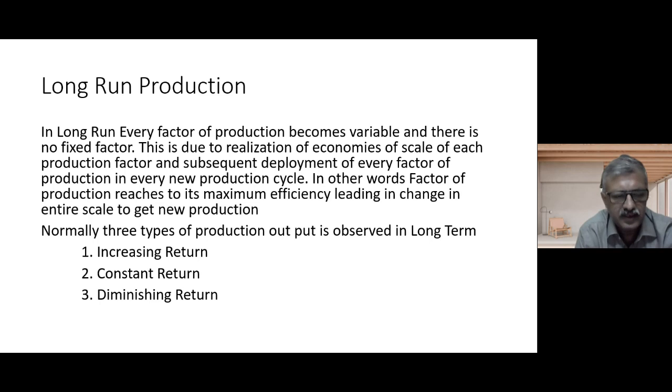Now there are three scenarios of long run production. Okay. Now these three scenarios are called थ्री टाइप्स ऑफ प्रोडक्शन. इसमें स्टेज नहीं होता, केवल 3 तरह के आउटपुट हमें मिल सकते हैं. नंबर 1 इंक्रीजिंग रेट, नंबर 2 कांस्टेंट रेट, नंबर 3 डिमिनिशिंग रेट. So when you are changing the entire scale of production, all factors are variable now. There is no fixed factor. Every factor of production is now variable. We are changing all the factors all together. Then what happens? We can get output either at increasing rate or at similar rate, constant rate.